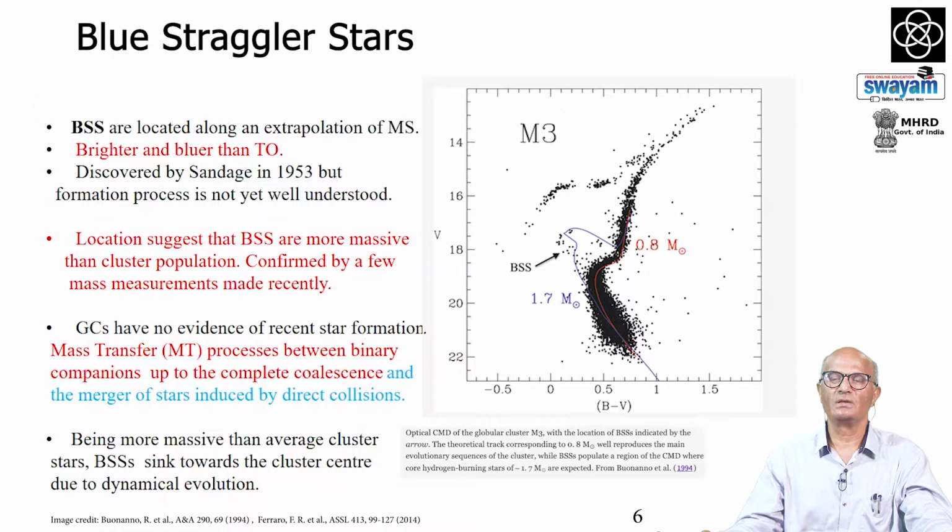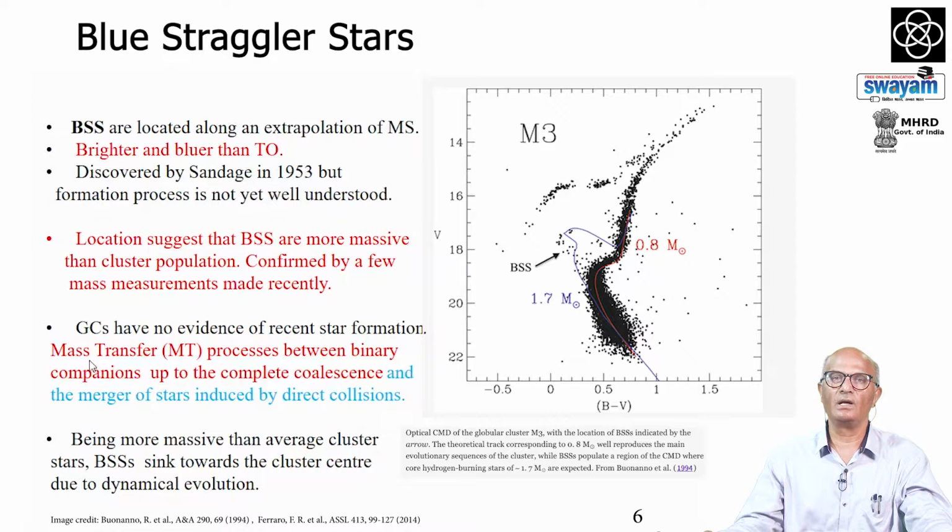So, the question is how they are still lying on the main sequence. If we understand stellar evolution well, then they should not be located at this point; they would have moved to the red giant branch. In fact, globular clusters have no evidence of recent star formation. So, the question is how this mass transformation has taken place, they are cluster members, what is their origin.